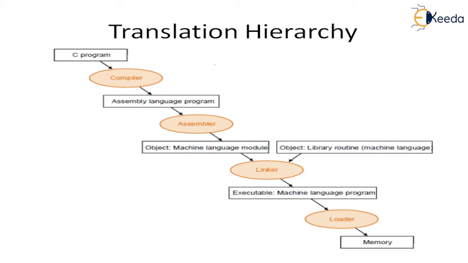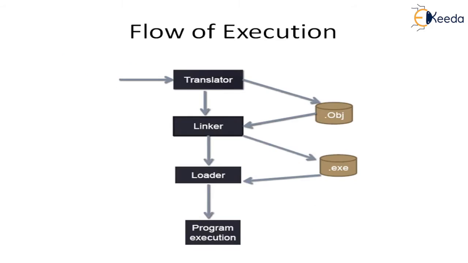That executable machine language program will be given to the loader, and the loader loads that particular program into memory for the actual execution. So this is the translation hierarchy, which shows the flow of a program from one language to another and finally to the executable form.